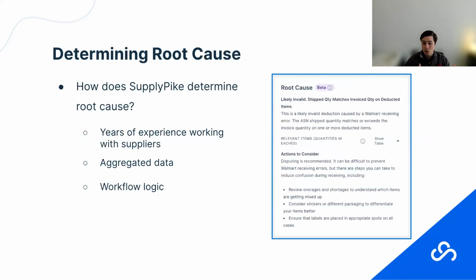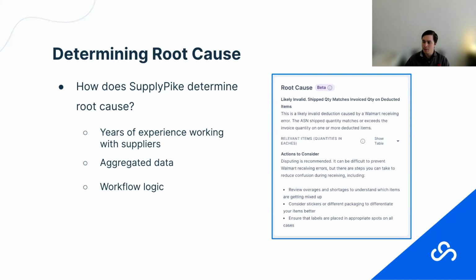So, getting into the homework, as I said, of determining it. How does SupplyPike determine root cause? It is a couple of different things. First, we stitch together a lot of aggregated data through resources within Retail Link. That is a lot of how we build out our deduction software. It is also how we are diving into the root cause analysis feature within SupplyPike at Walmart. And from there, we tie that to some workflow logic, some steps that we take to understand where exactly or why exactly this deduction took place.